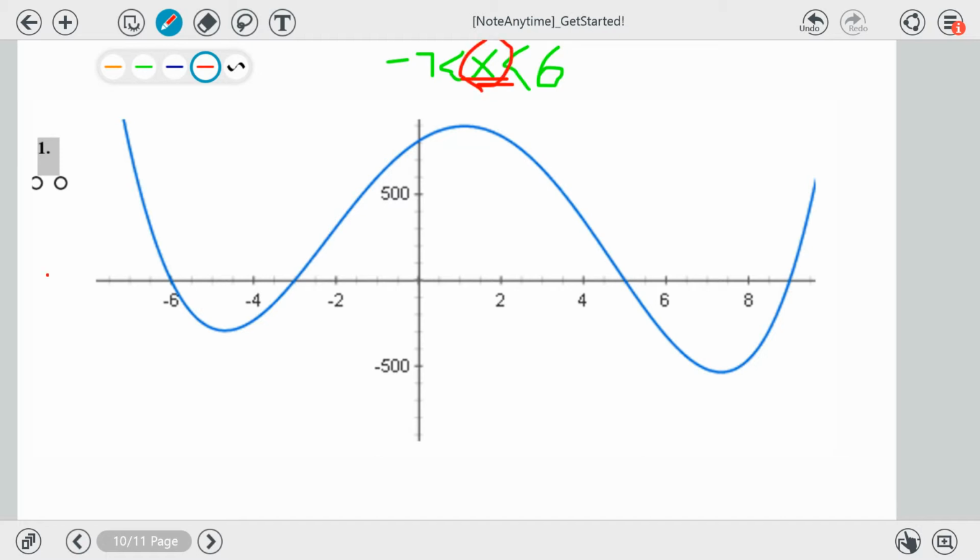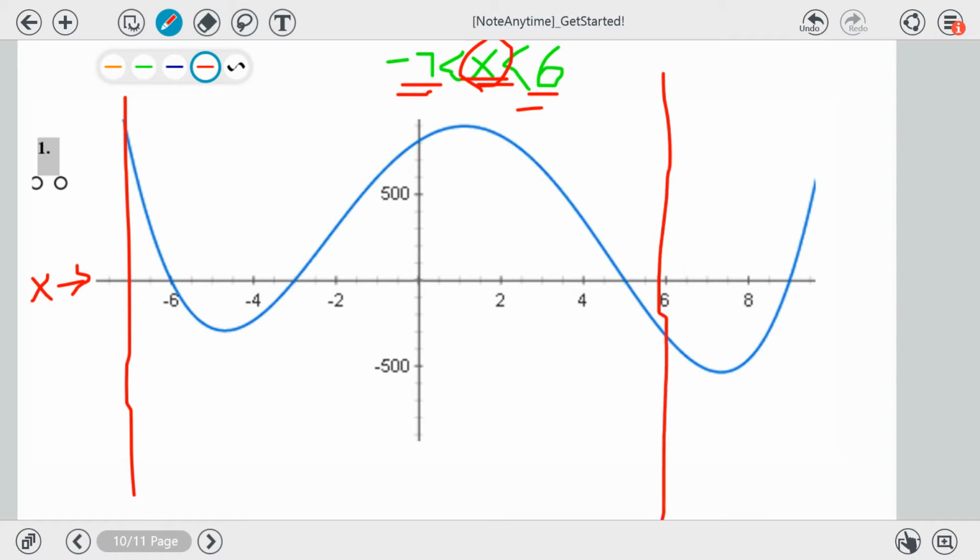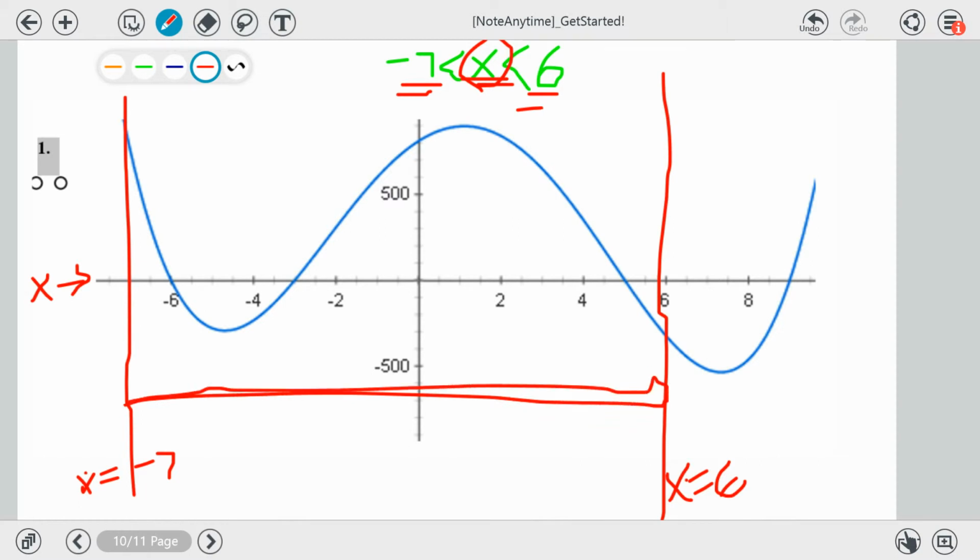So this is my x-axis. Is that correct? I'm going to block the portions out from where x is equal to -7 to x is equal to 6. So here's my -7, I'm going to assume that's -7, and here's my 6. That's my x is equal to -7, and that's my x is equal to 6. I'm going to block that portion out. So all I'm looking at is in between right here. I'm going to ignore the other side of the graph.